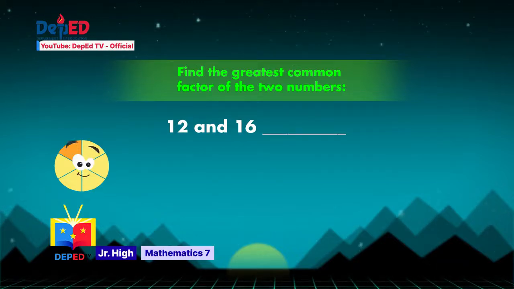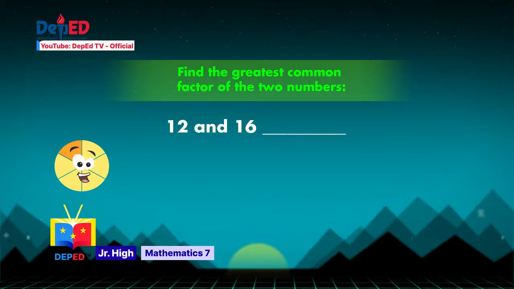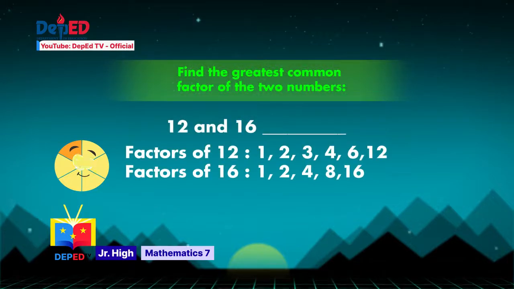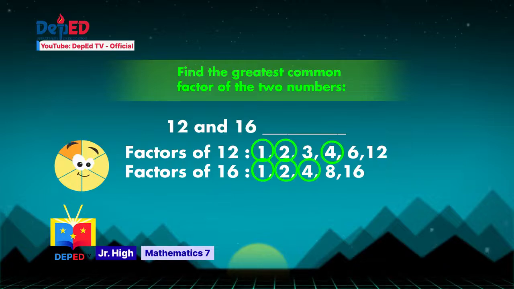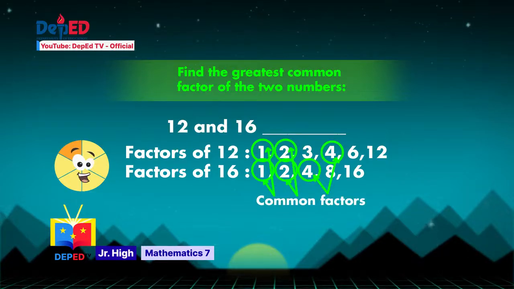What is the greatest common factor of 12 and 16? To find the GCF of 12 and 16, first, I just need to find all the factors of each of these two. Then, I will simply identify what their common factors are, right? Awesome! So from the list you made, we know that 1, 2, and 4 are the common factors of 12 and 16.